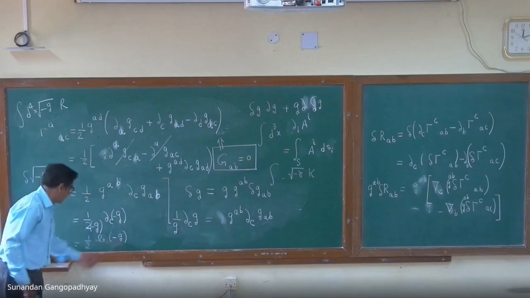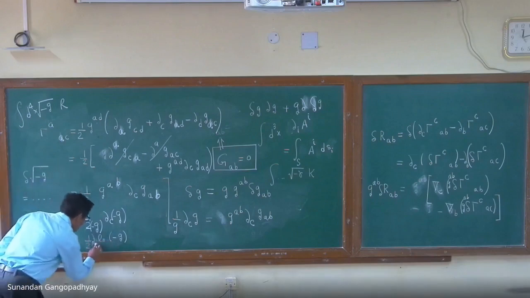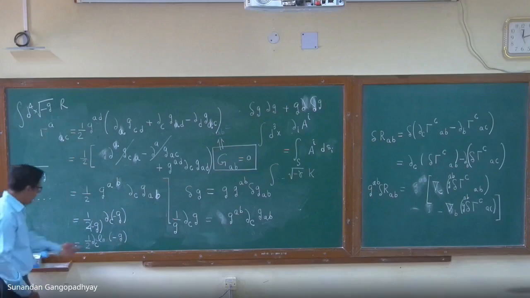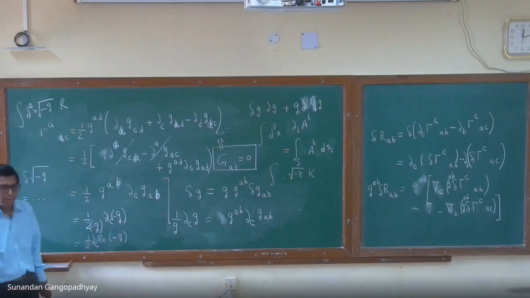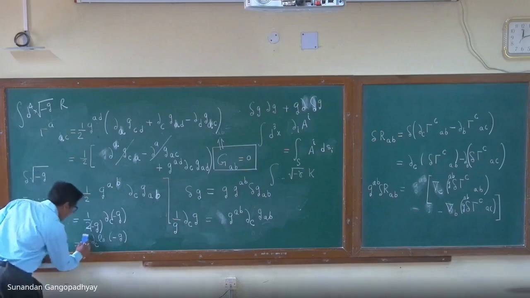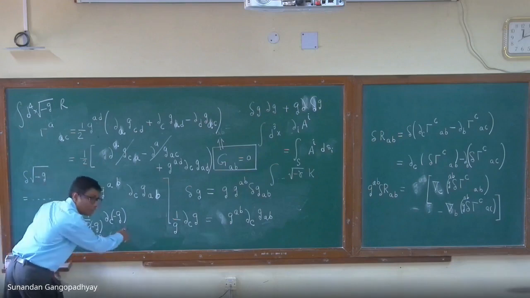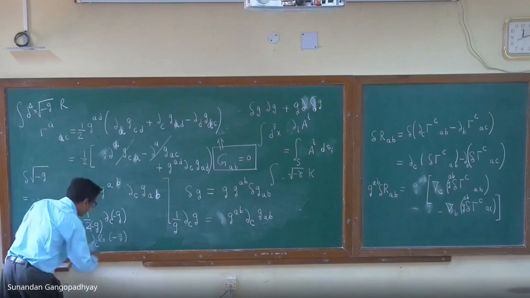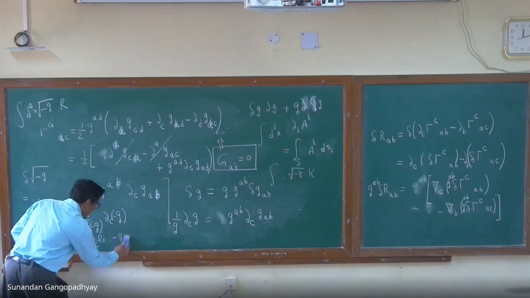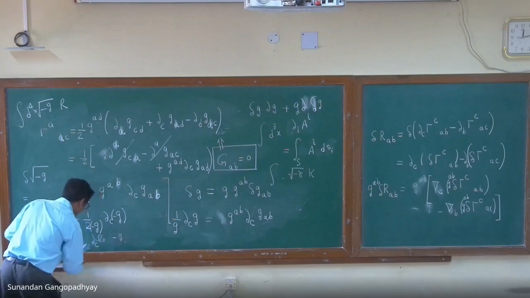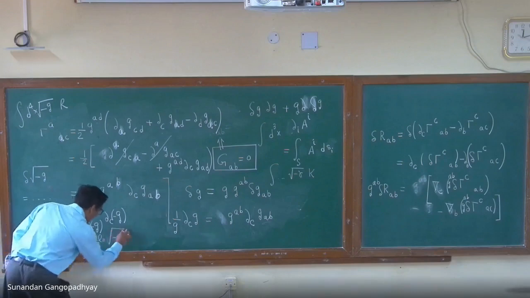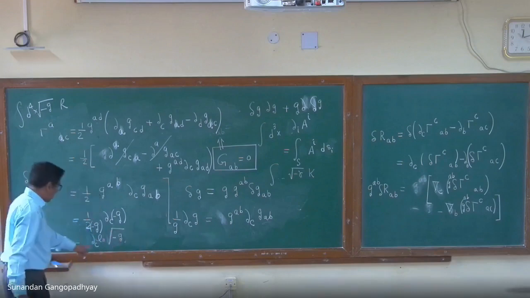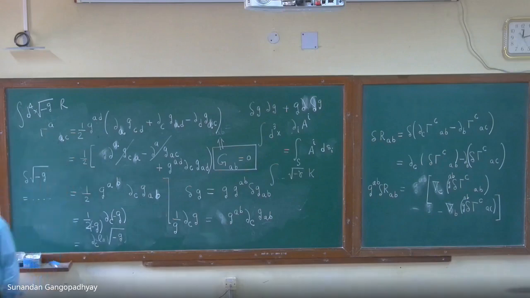This log of minus G and del C of this. Yes. The derivative of log of minus G is 1 by minus G del C of minus G. Okay. Now we can put this half here, using the property of logarithm. Therefore, this becomes del C log of square root minus G.